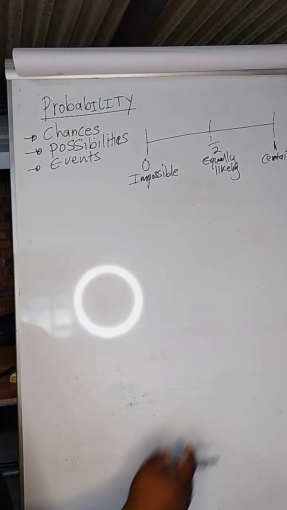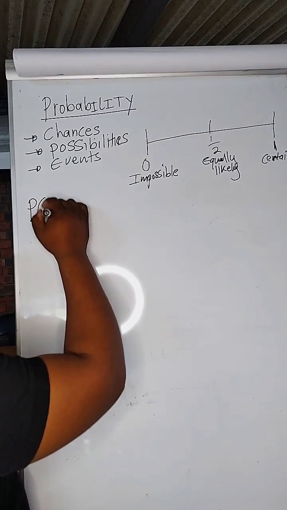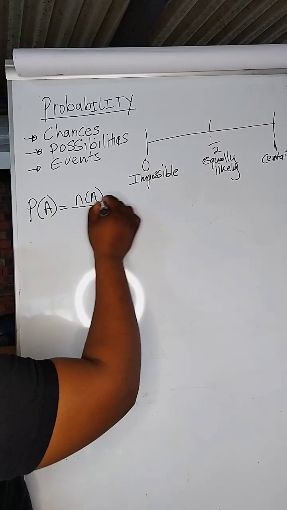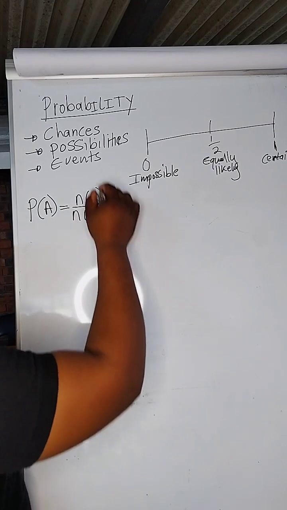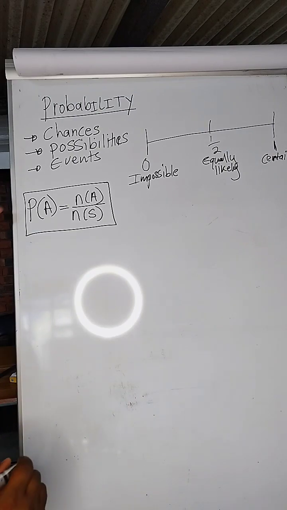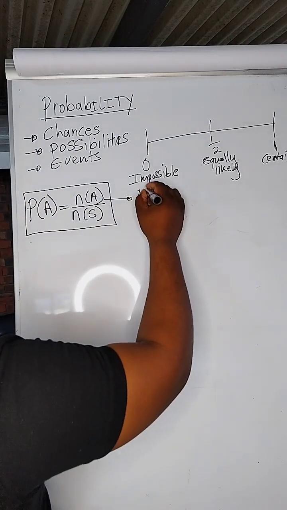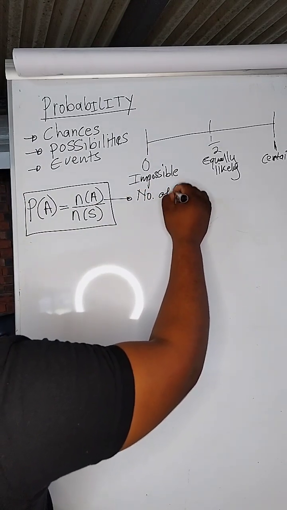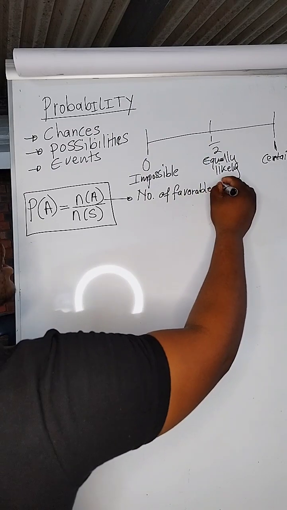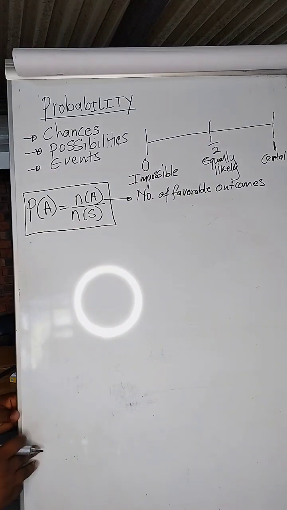Now come with me. So this is what we know, and probability can be represented by P of A is equal to N of A all over N of S. This is the representation of probability. When we speak of N of A, what does N of A mean? It is the number of favorable outcomes.